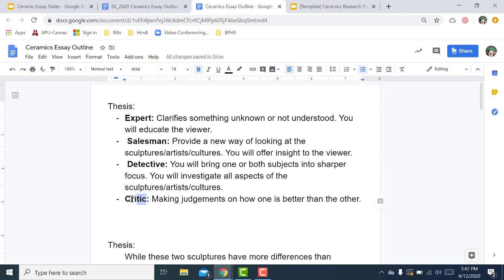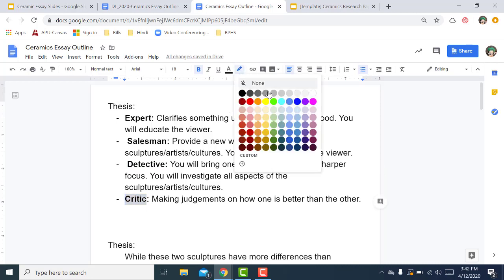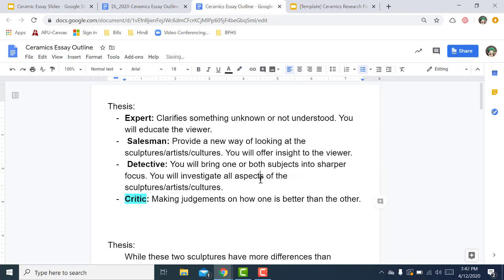The last one is the critic. Now the critic is also very, very popular. Basically what you're saying is you're going to make a judgment. Your thesis is going to say this one is better than this one, and your whole entire paper is going to prove it. This is always a little challenging because it might be your opinion. Maybe the style, maybe the message, maybe the artist and their skill or their style, depending on which one you've chosen to write about, you're going to prove.